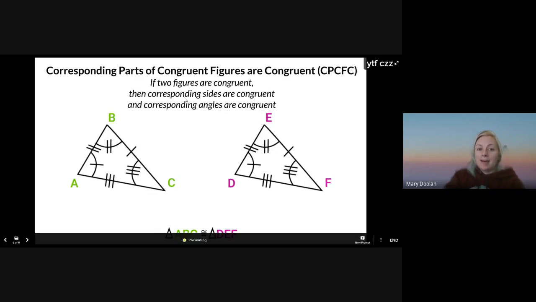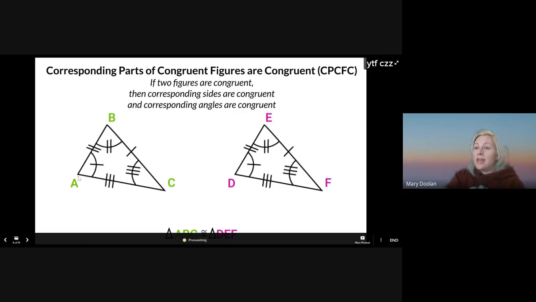So that's half of it. If two figures are congruent, then the corresponding side lengths are congruent. The corresponding sides are congruent. And also, the corresponding angles are congruent. So there's 3 angles in each triangle, and they match up. They correspond. They are congruent in this situation.